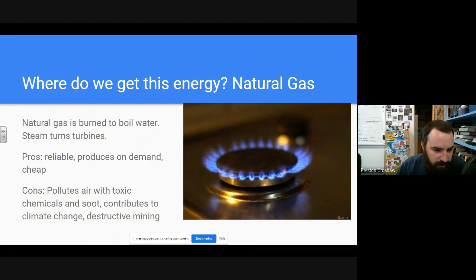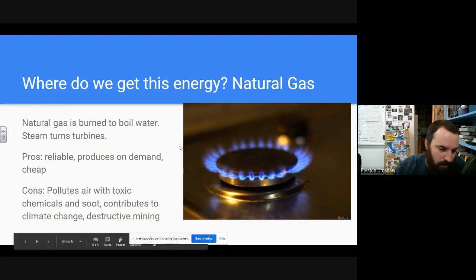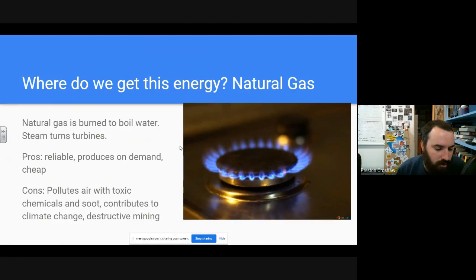Again, it's reliable, it's cheap, it produces on demand, and has the same problems as coal. It's a little bit cleaner than coal, just a touch, but still has a whole bunch of problems. The destructive mining, this one right here, this is called fracking. You can do some research on this later on your own if you'd like, but fracking is a process where water is pumped into the ground, and then they use that water to fracture the ground, and it releases some of this natural gas that's trapped in the layers of rock.